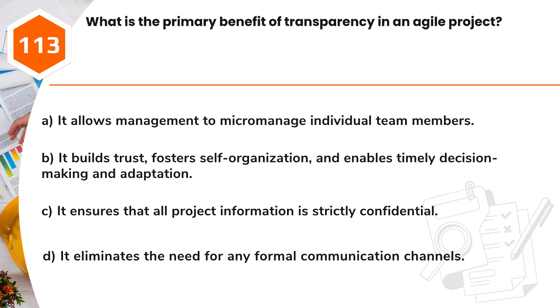Question 113. What is the primary benefit of transparency in an agile project? A. It allows management to micromanage individual team members. B. It builds trust, fosters self-organization, and enables timely decision-making and adaptation. C. It ensures that all project information is strictly confidential. D. It eliminates the need for any formal communication channels.